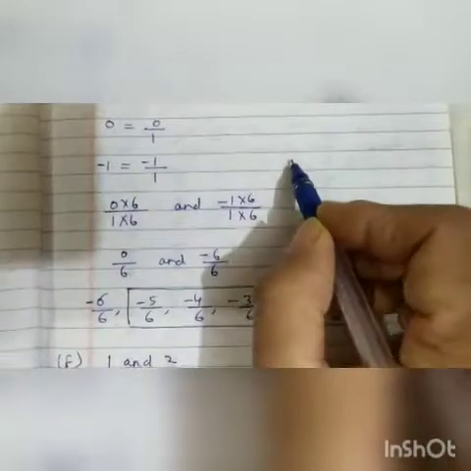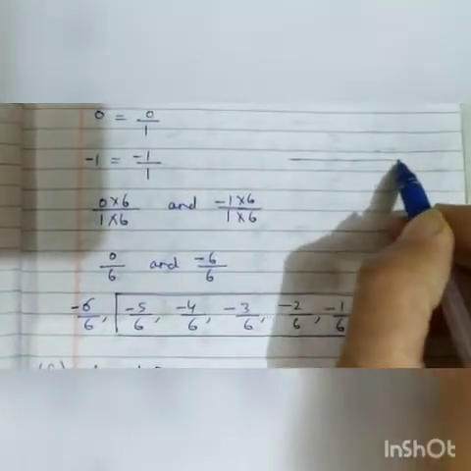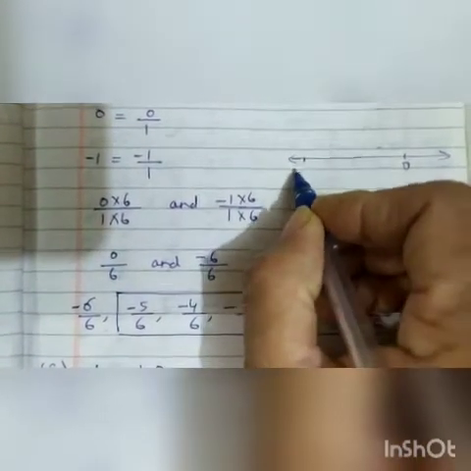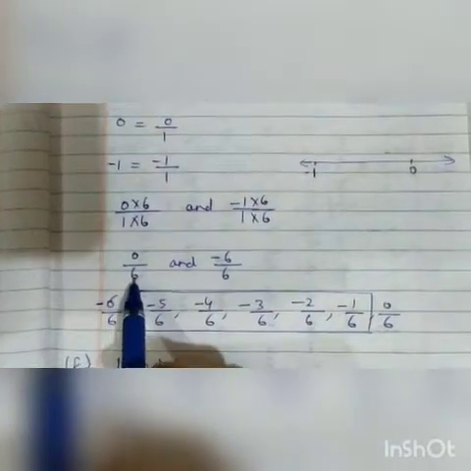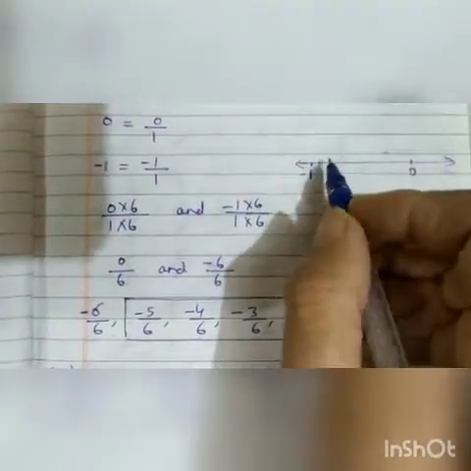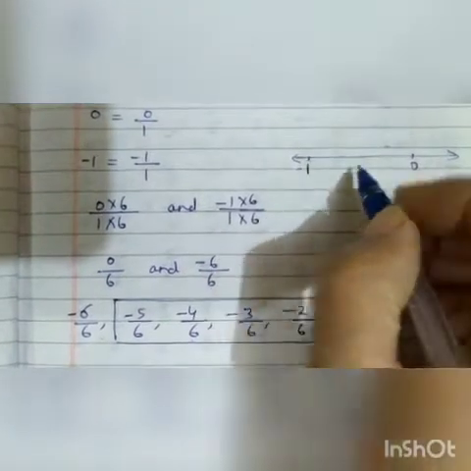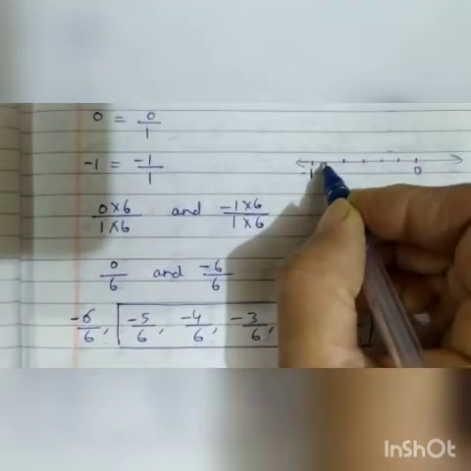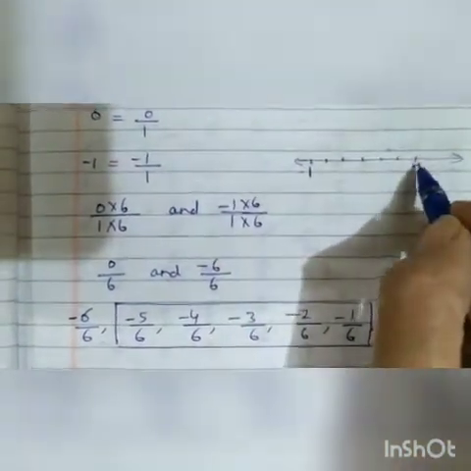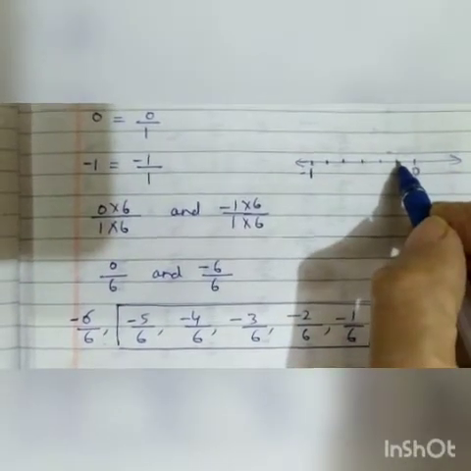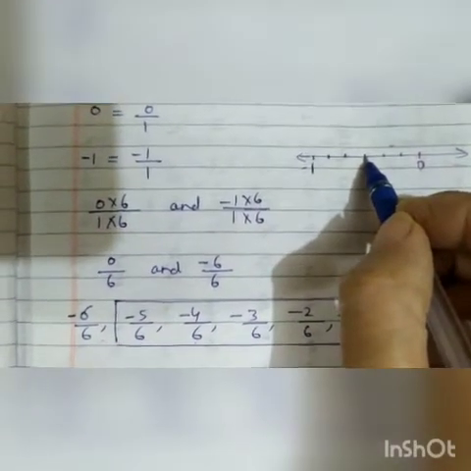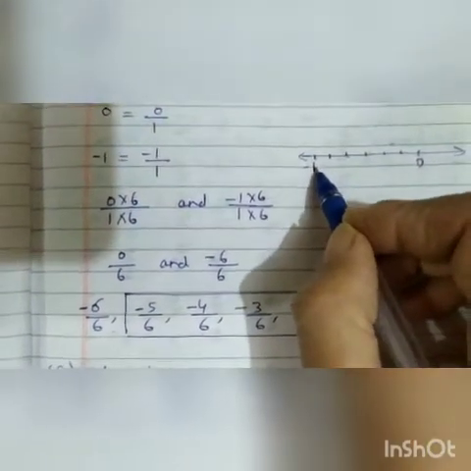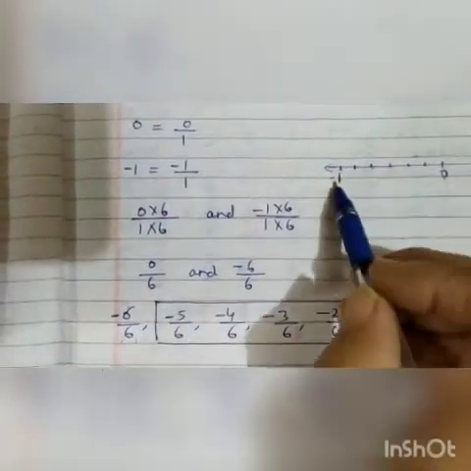It means if we draw a number line like this, this is 0 and this is -1. Here what is the denominator? Denominator is 6. So we will divide this distance between 0 and -1 into 6 equal parts. 1, 2, 3, 4, 5 and 6. Then it is 0 upon 6, -1 upon 6, -2 upon 6, -3 upon 6, -4 upon 6, -5 upon 6, -6 upon 6. -6 upon 6 means 6 ones are 6, it is -1.